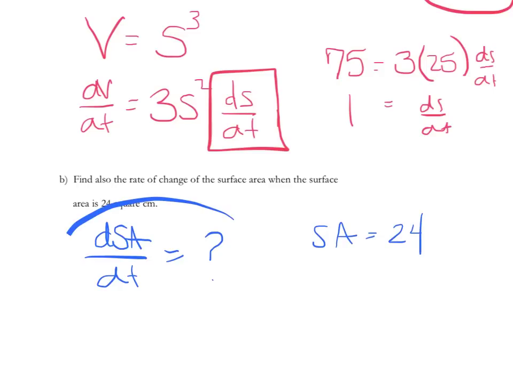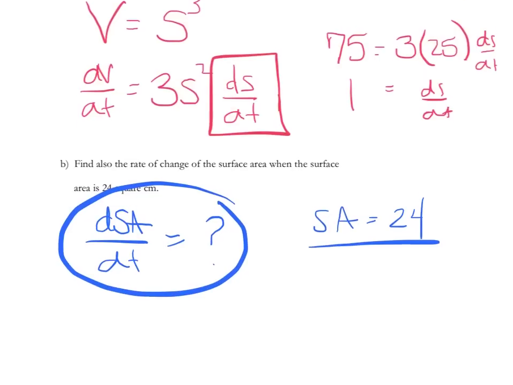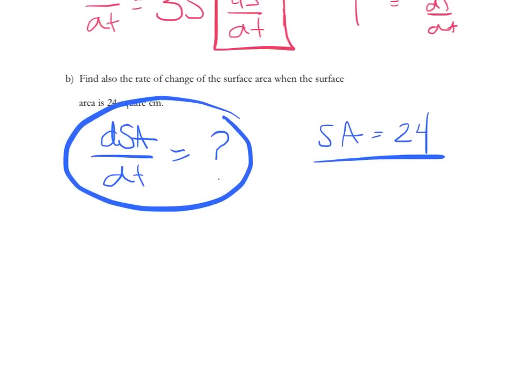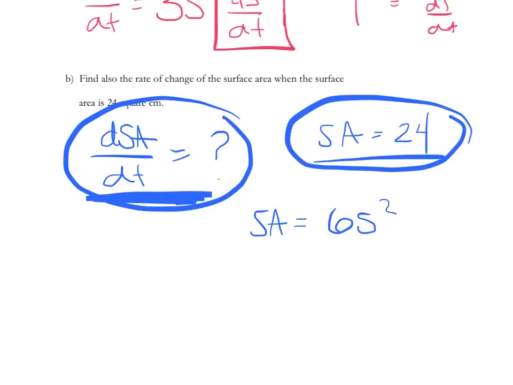So again, I want the derivative of surface area, specifically when the surface area is 24. So I'm going to start with the surface area formula, which we said is 6 sides squared. And since I want this, I'm going to probably attack that last. I'm going to use the fact that I know the surface area is 24. And that's important because I'm just going to set that equation equal to 24.